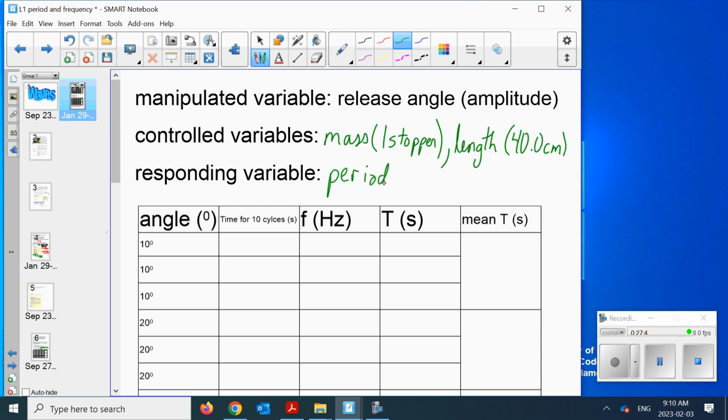Mathematically, we say period. We're going to see if it's a function of release angle. F of x, kind of, you know, it's like the y variable. The x variable in this case would be the release angle.